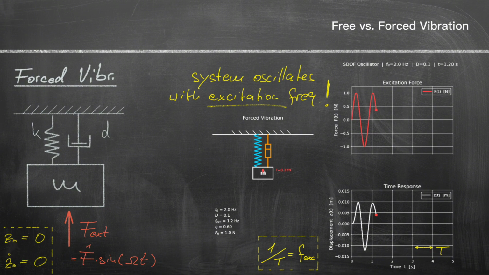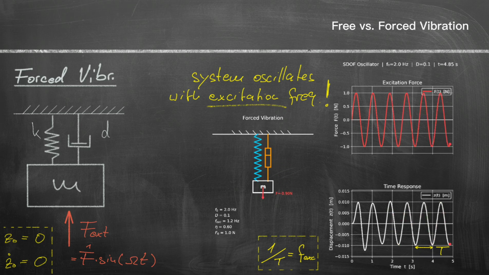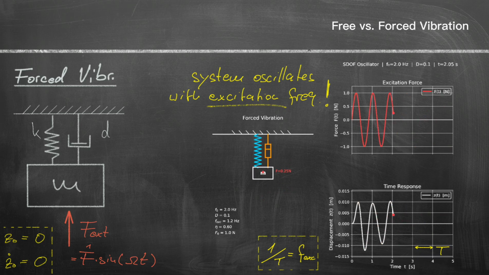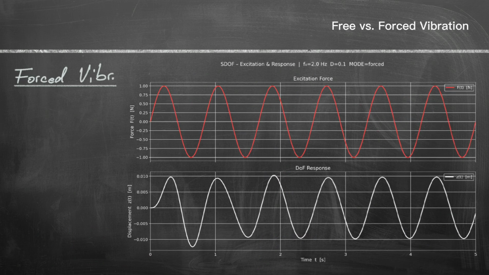In this case, the oscillation does not decay as long as energy is continuously supplied from the outside. In contrast to free vibration, the externally supplied energy is now converted into heat in the damper during steady operation. If we look at the force signal shown in red, and below the vertical system response shown in white, we can observe the following properties of forced vibration.